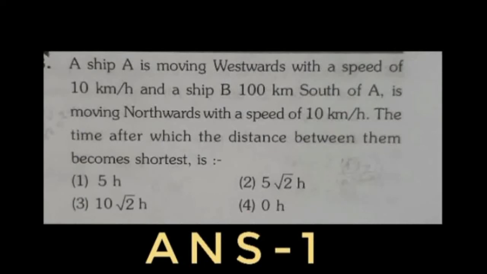Next question. A ship A is moving westwards with a speed of 10 km per hour and a ship B, 100 km south of A, is moving northwards with a speed of 10 km per hour. Find the time after which the distance between them will be the shortest. Shortest distance after what time?